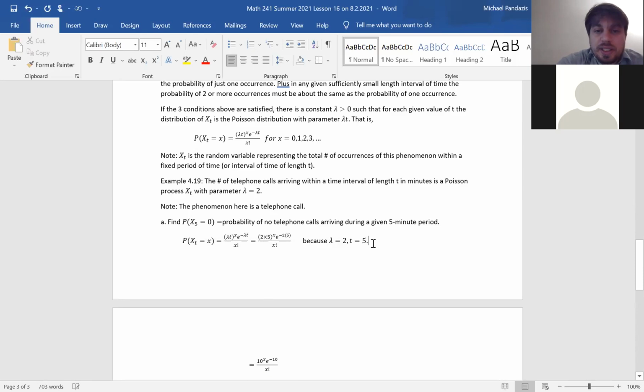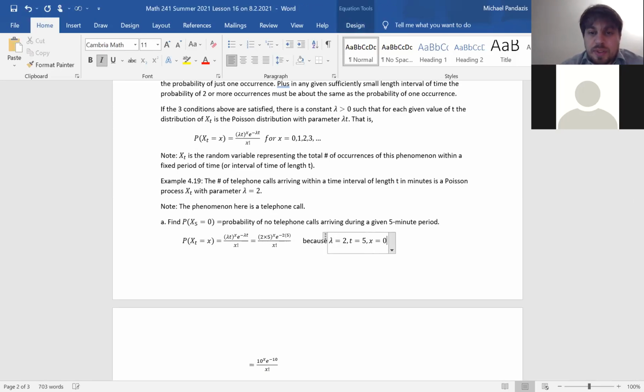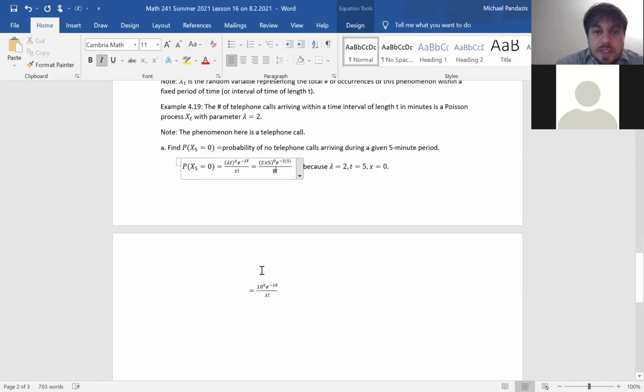Okay, but now we're going to add one more thing here. Little x is equal to 0, right? Little x equals 0 because x is the number of telephone calls, so there are no telephone calls. We want the probability of X sub 5 equaling 0. We have t is 5 here, so x is going to be 0. So we plug in a 0 for x, and this is going to be 10 to the 0, and then 0 factorial.